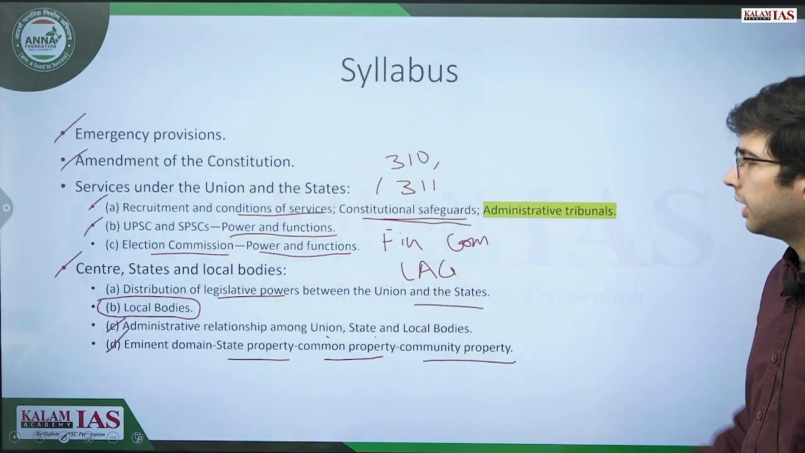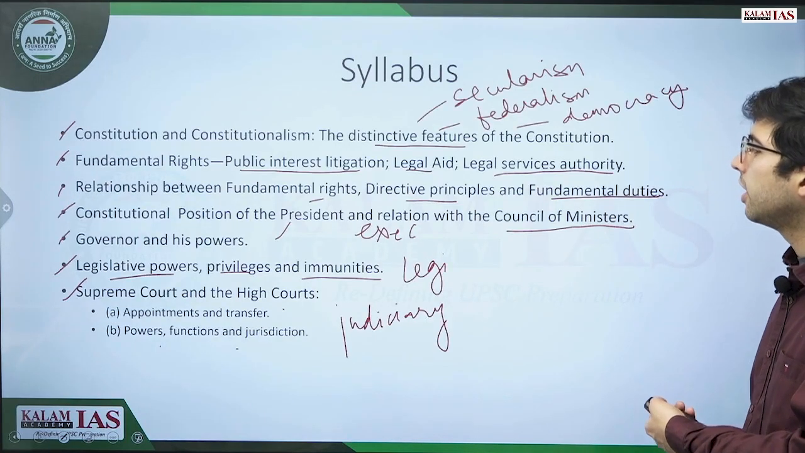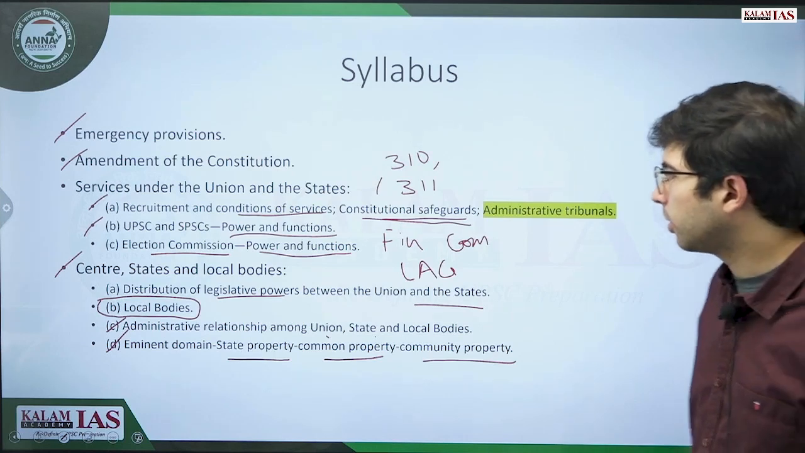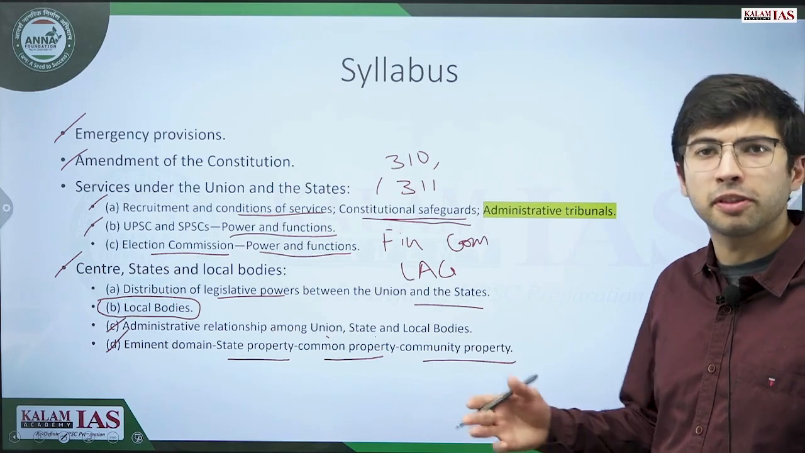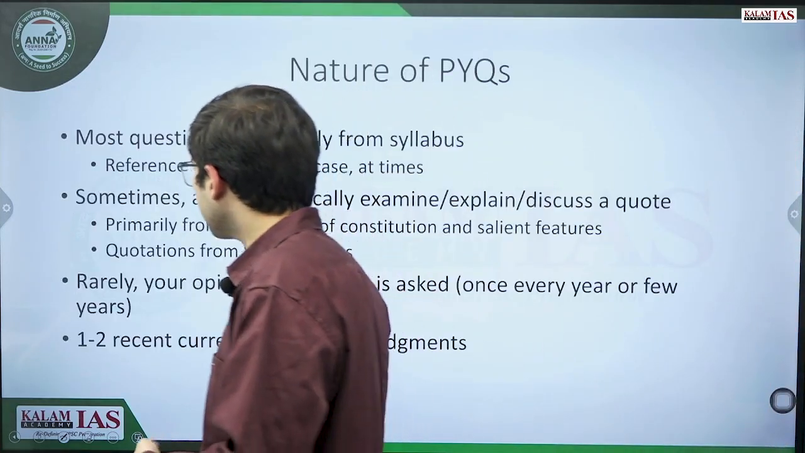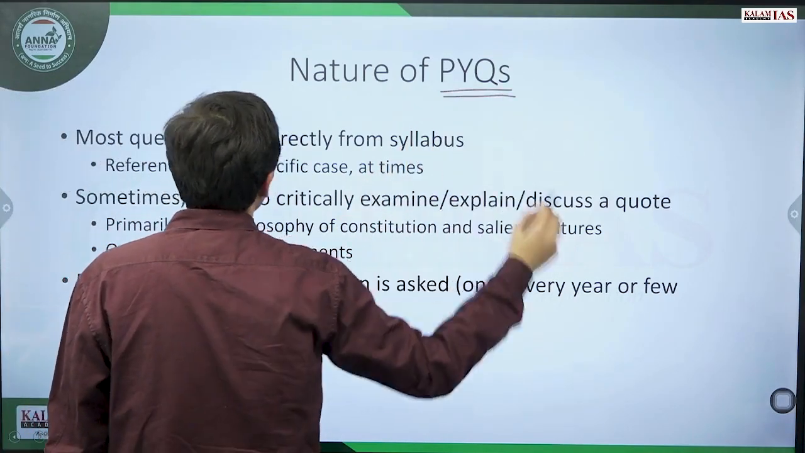So this constitutes the syllabus for the entire constitutional law paper, which is Paper 1 Part A, right? Paper 1 Part B is international. Now, what has been the nature of previous year questions?